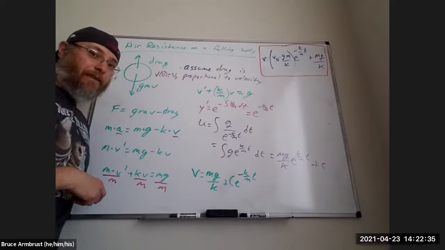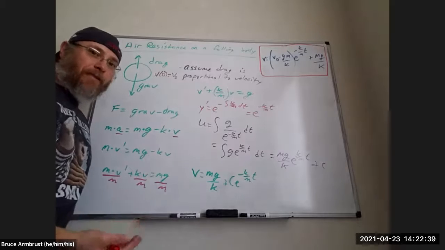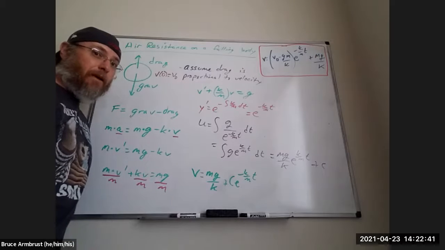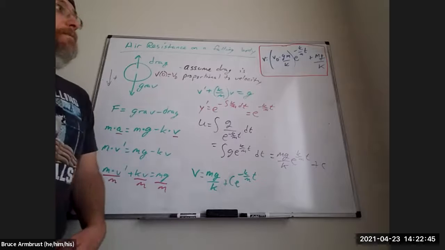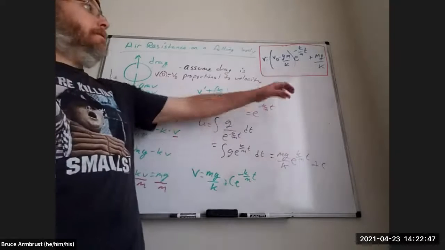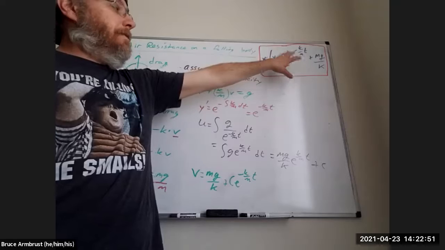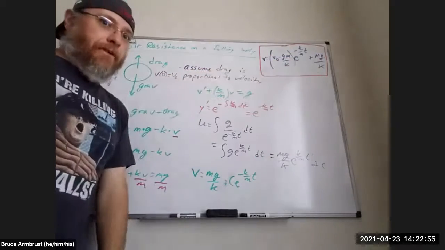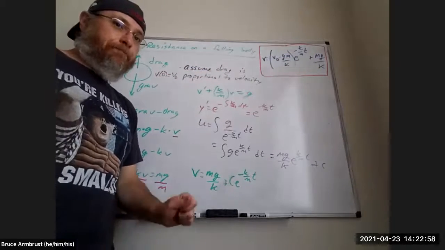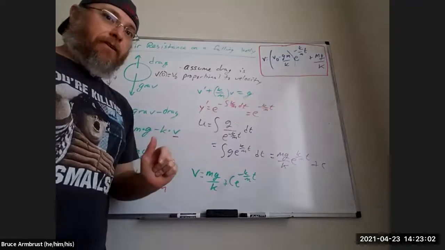Without drag, velocity grows without bound, and it grows linearly. But look at what happens with drag. It's still going to grow, right? Because this is going to be non-negative, so it's going to grow. But it's growing inverse exponentially, or negative exponentially, which means it's flattening out.